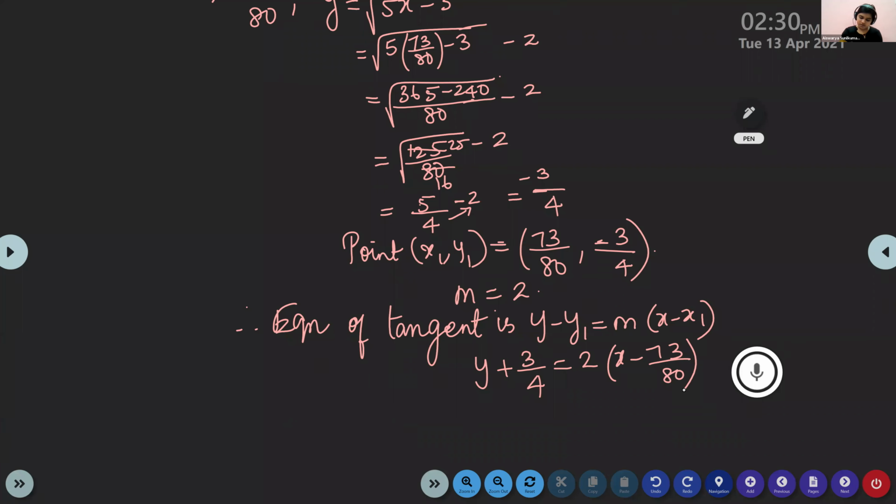8x minus 40y minus 103 is equal to 0. Check it, is it 8 or 80? What is the answer, Shubham? Ma'am, 1 minute. Equation of tangent?